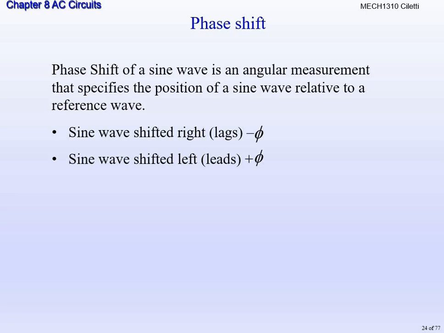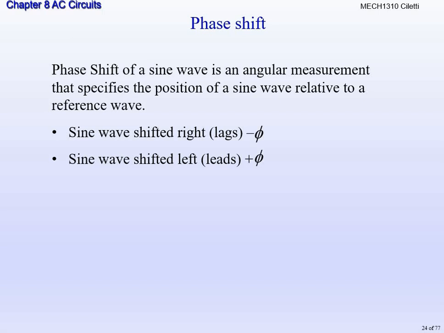Remember, if you had sine of theta plus 2 inside the parentheses versus sine of theta, close parentheses, plus 2, that would shift it up. So for the phase shift, if we have a negative phase shift, it's going to shift it right. A sine shift that leads is shifted left, so we're going to have a positive phase shift.